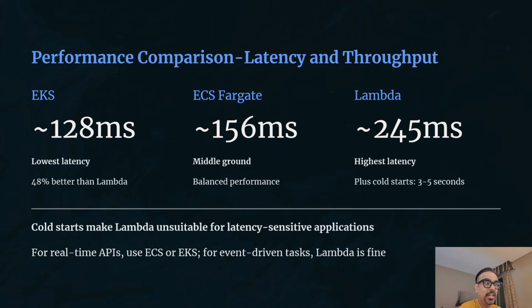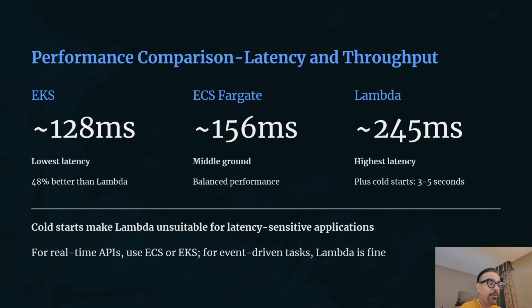When a Lambda function hasn't run recently, AWS has to start a new instance, load your code onto that instance, and initialize the runtime, and this happens unpredictably. Your function might normally respond in 200 milliseconds, but after sitting idle for a while, it takes 4 seconds. This unpredictability is a killer for user-facing APIs. Users expect consistent performance. So for real-time APIs where users are waiting for responses, ECS or EKS are a better solution. Lambda is perfect for background jobs, event processing, and scheduled tasks where a few seconds delay doesn't matter at all.